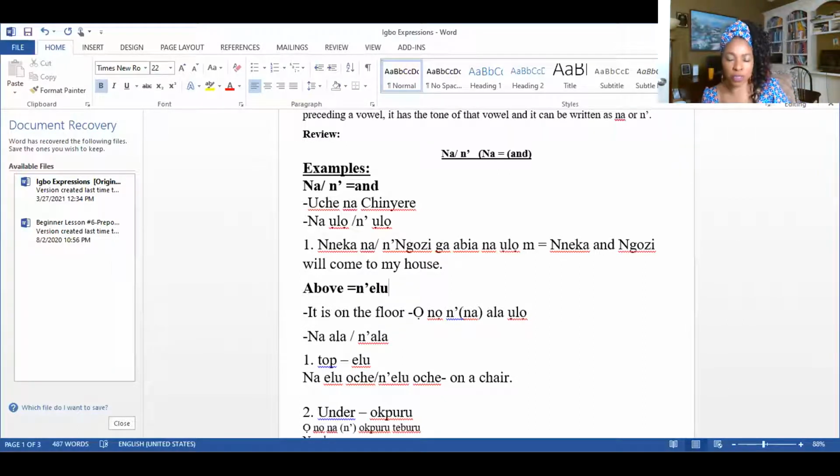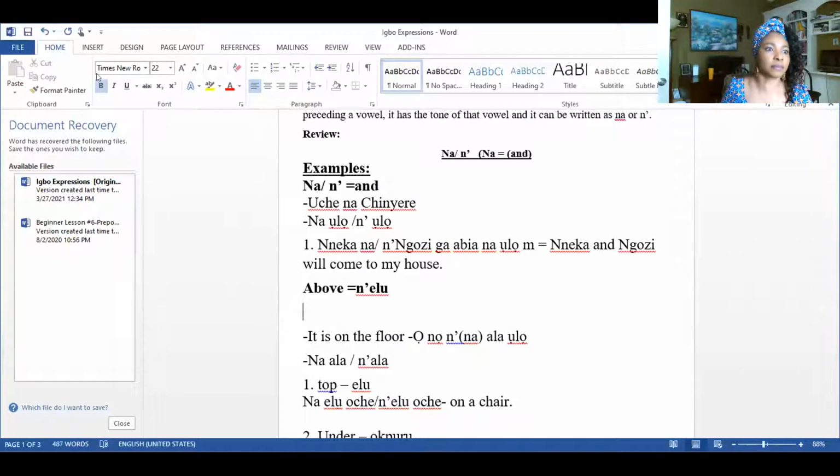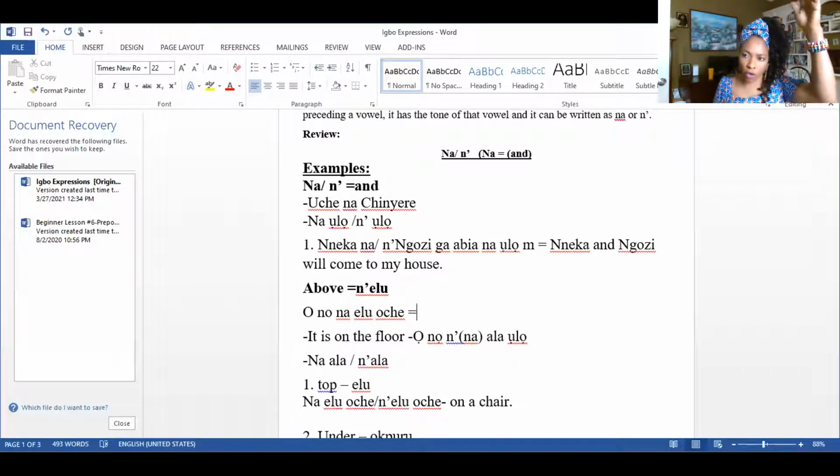Ono na elu. Now you're looking for something and you want to know where is it? Ono na elu oche. Oche means table. So let's use elu oche. All right. Ono na elu oche. It is above the chair. It's on the chair. We can say ono na elu ulo. Let's use ulo. Ono na elu ulo.